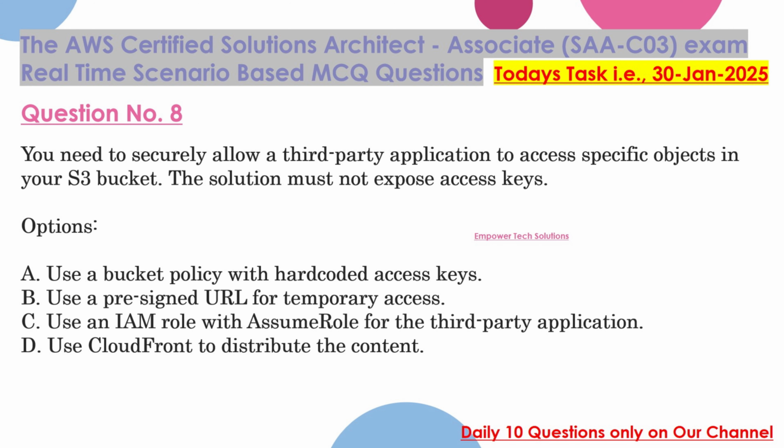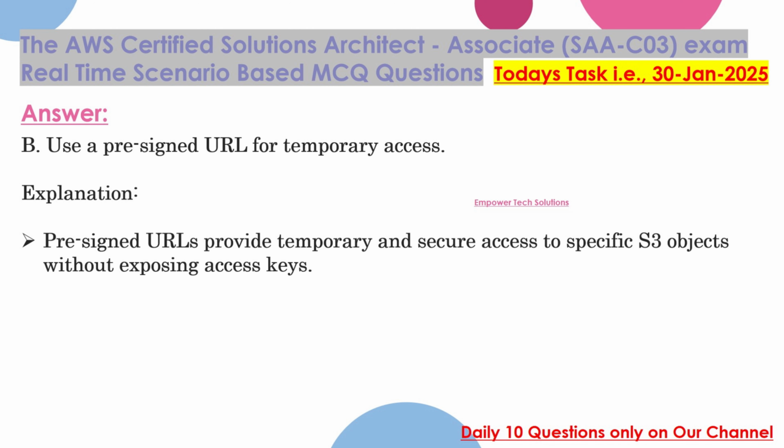Question 8. You need to securely allow a third-party application to access specific objects in your S3 bucket. The solution must not expose access keys. Options: A. Use a bucket policy with hard-coded access keys. B. Use a pre-signed URL for temporary access. C. Use an IAM role with assume role for the third-party application. D. Use CloudFront to distribute the content. Correct answer: B. Use a pre-signed URL for temporary access.